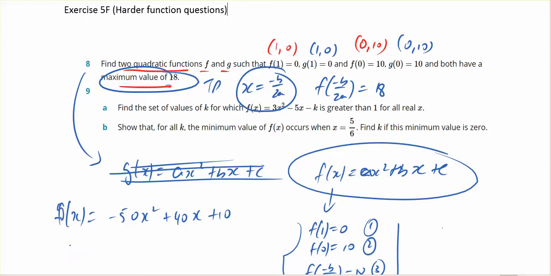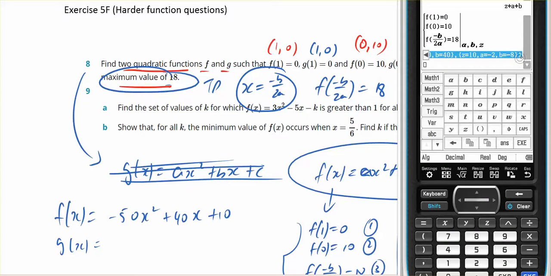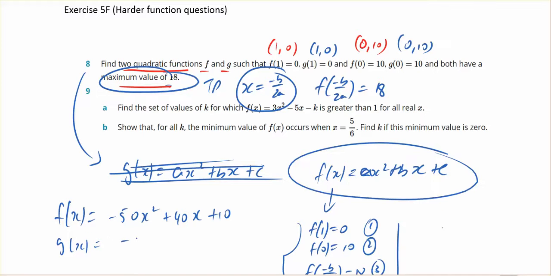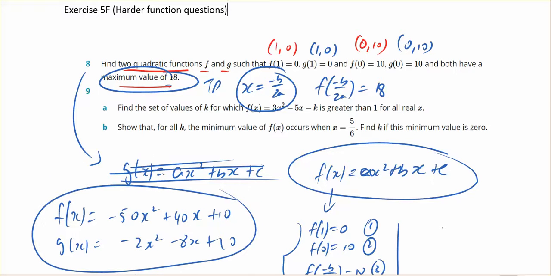My second equation is, scroll across, negative 2, negative 8, and 10. Negative 2x squared, negative 8x, and 10. So like that, there I've got my two functions.